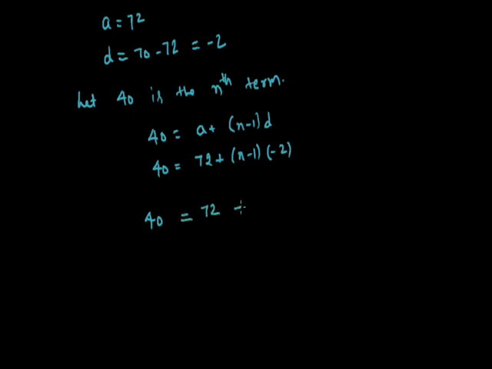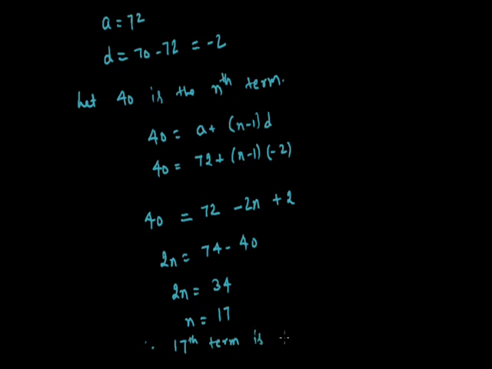72 minus 2n plus 2. So it will become 2n equal to 74 minus 40. So 2n equal to 34. So n equal to 17. So this is its 17th term. Therefore the 17th term is 40.